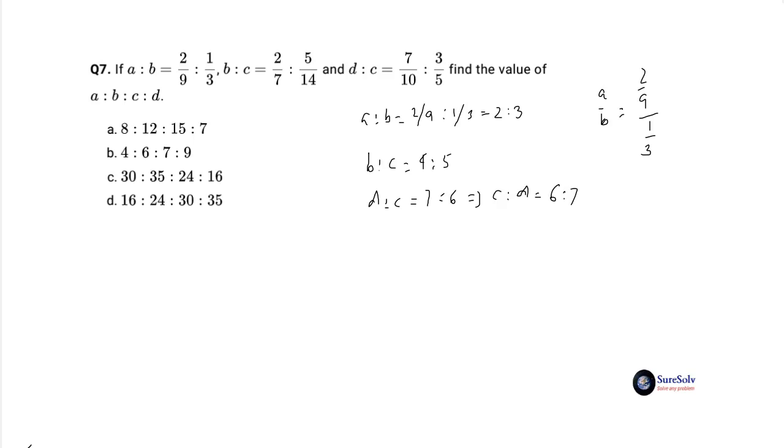Let's now get on with our main task. To evaluate a is to b is to c is to d, you have to join the three ratios a is to b equal to 2 is to 3, b is to c equal to 4 is to 5, and c is to d equal to 6 is to 7. And joining the ratios would have to be done in two stages.